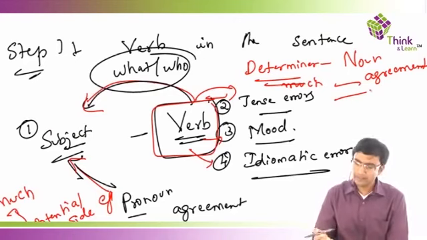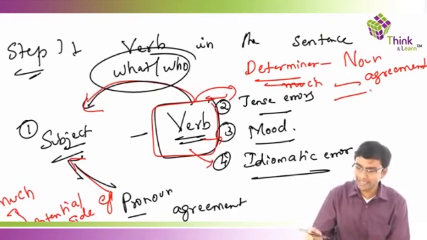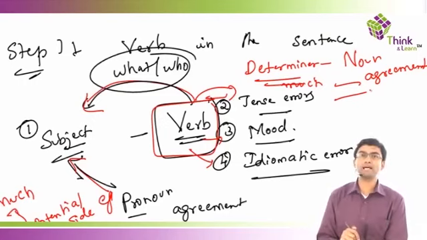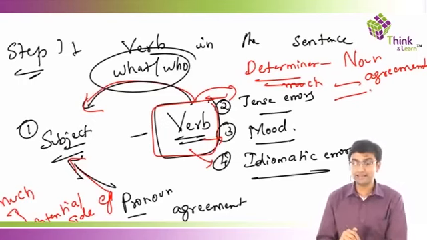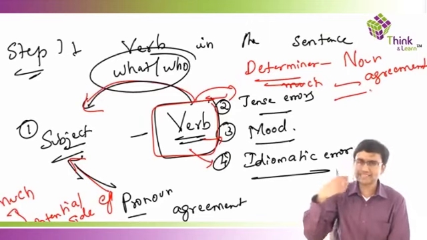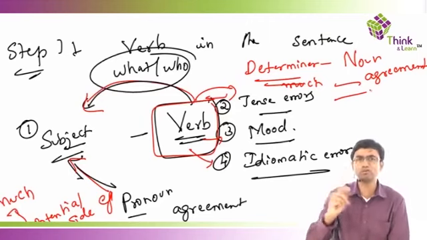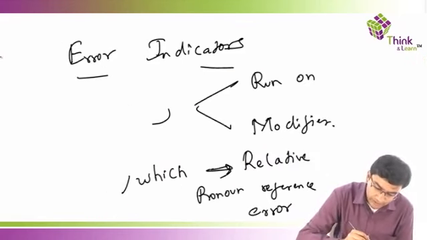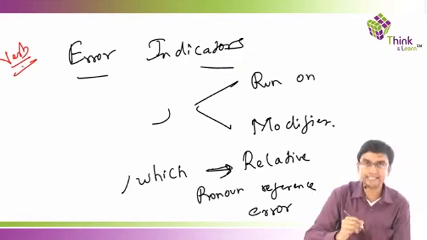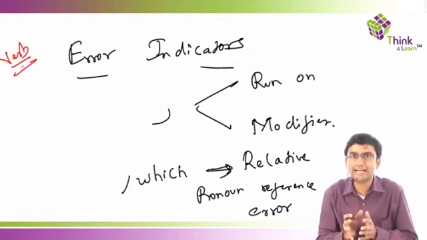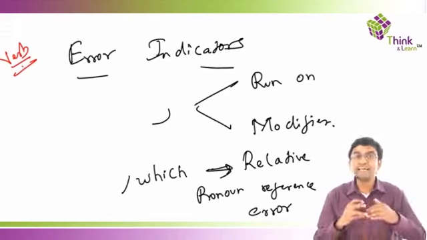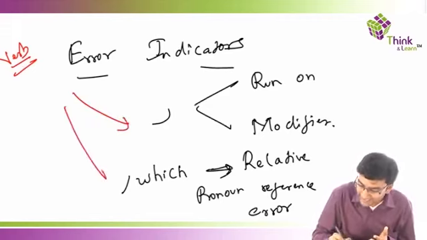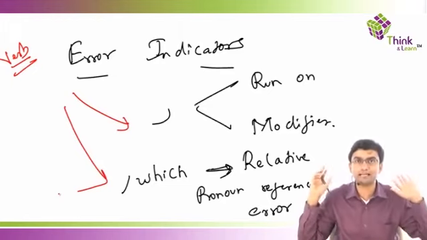So look at this. Around the verb we have subject verb agreement, tense error, mood errors, idiomatic errors, subject pronoun agreement errors, determiner noun agreement errors. Almost 50-60% of the errors are in and around the verb. That's why it's important to identify the verb in a sentence. If you do that, you should be able to spot the error most of the times. In the process of identifying the verb in the sentence, if you find any of these error indicators, immediately check for that particular error.